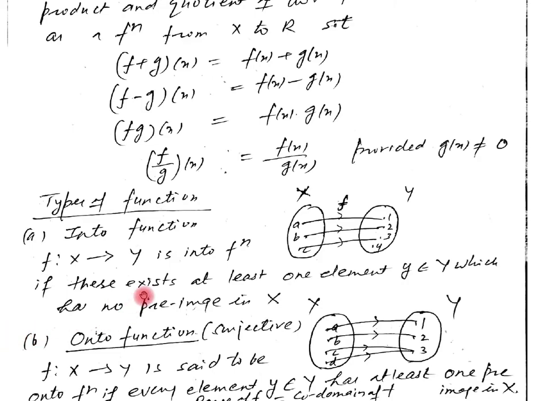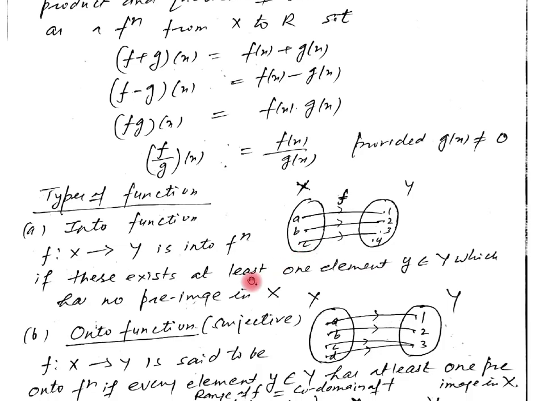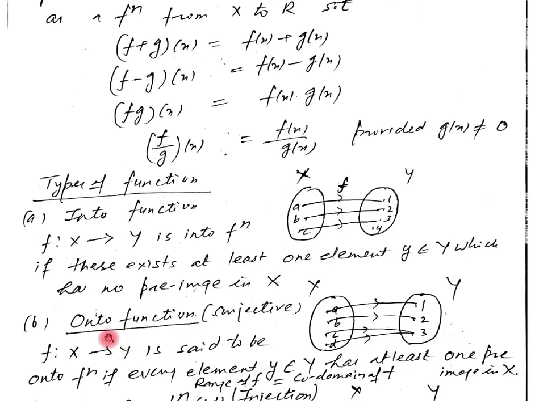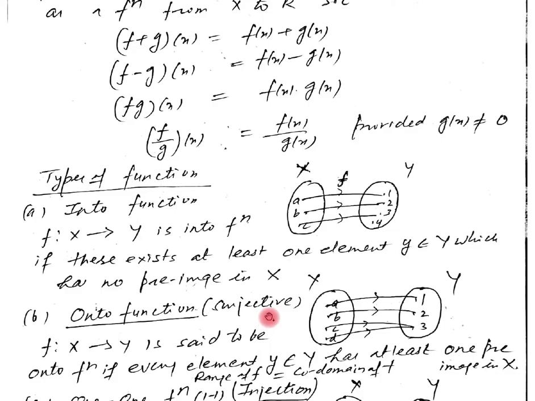Into function. It means if x and y are the two sets, there is at least one element y belonging to y which does not have its pre-image in x. This type of function is known as into function. Is it clear? Now here, onto function, also known as surjective function.